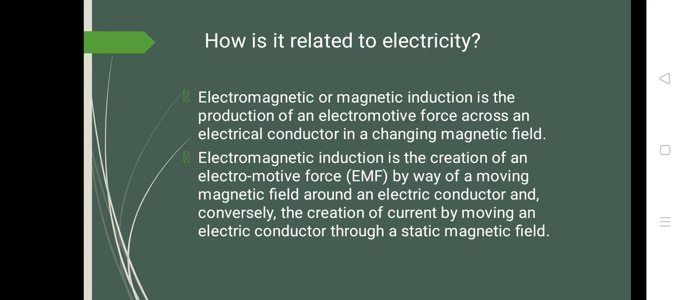So how does it relate to electricity? Electromagnetic or magnetic induction is the production of an electromotive force across an electrical conductor in a changing magnetic field. And also, electromagnetic induction is the creation of an electromotive force by way of a moving magnetic field around an electric conductor, and conversely, the creation of current by moving an electric conductor through a static magnetic field.